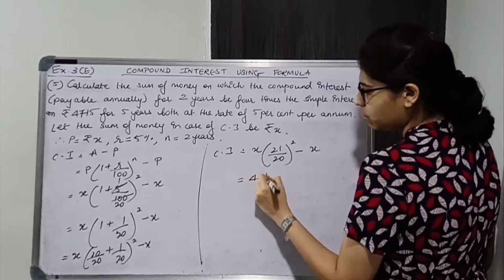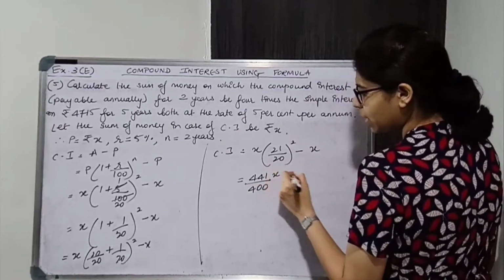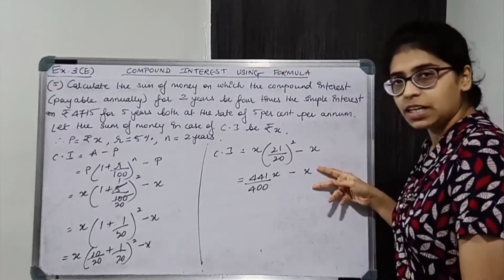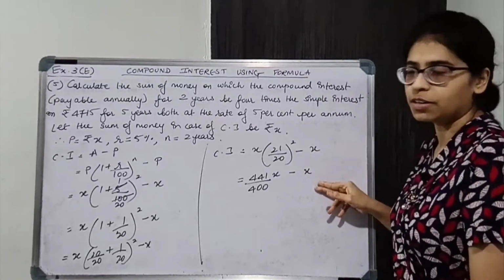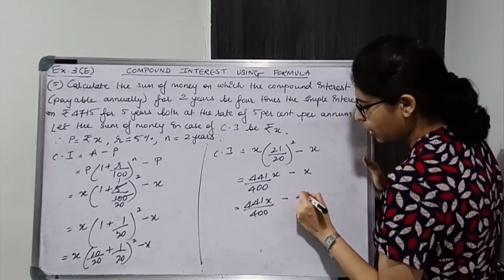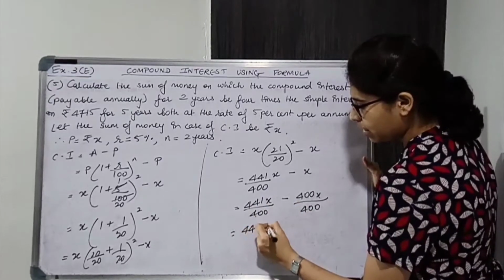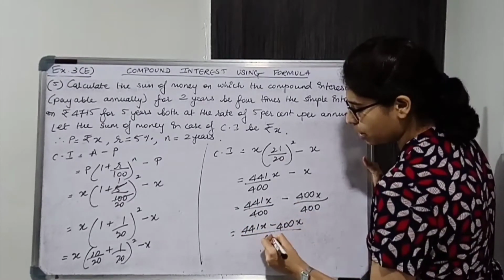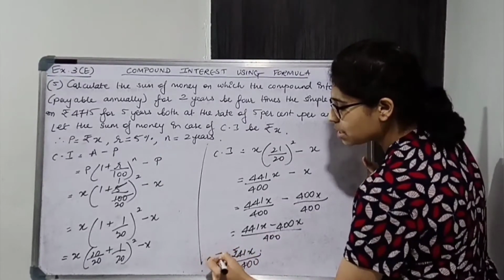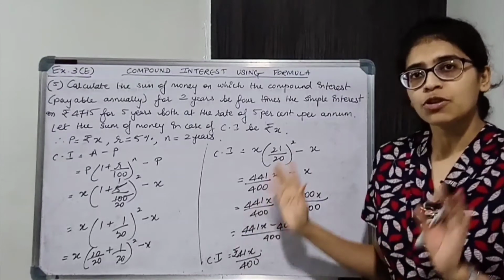The square of 21 is 441. So this is 441 upon 400 into X minus X. Now we'll take LCM again because we need the same denominator over here. So we'll multiply and divide by 400. So 400x upon 400. We get 441x minus 400x upon 400. So that gives 41x upon 400 rupees. This is compound interest. So we got compound interest in terms of X.